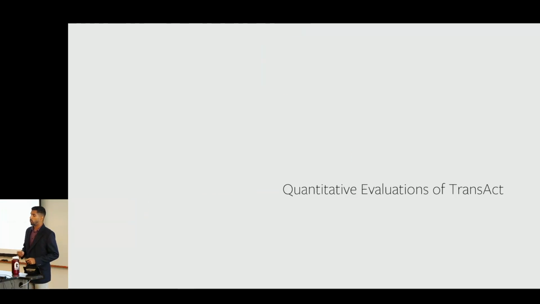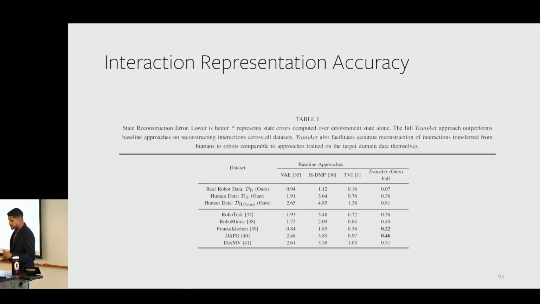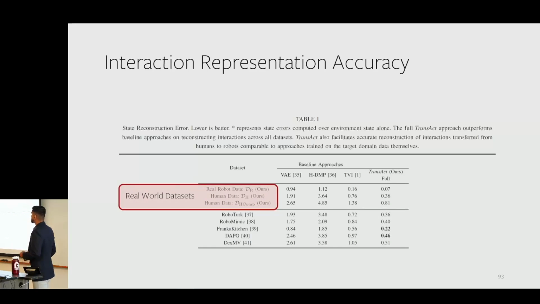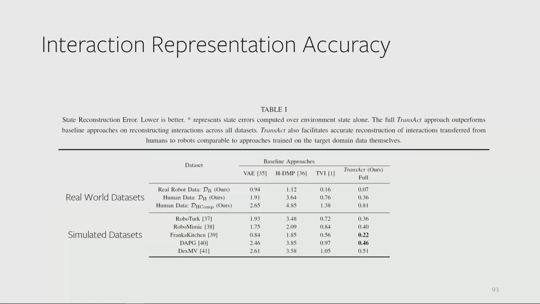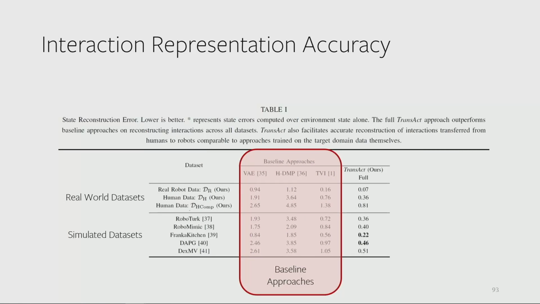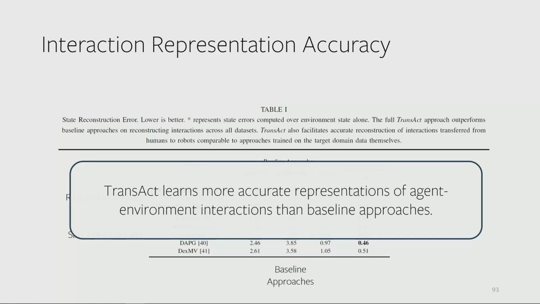We also did more quantitative evaluations of Transact to verify that it was doing what we thought it was. The first thing that we did was to evaluate how accurately Transact is able to represent the various interactions that it observes. So we did this for several real-world data sets that we ourselves collected, as well as several existing simulated data sets that are out there. And we compared this against a few baseline approaches that are intended to span both classical approaches as well as learned skill approaches. And what we were able to see is that Transact was able to learn more accurate representations of agent-environment interactions than the baseline approaches.